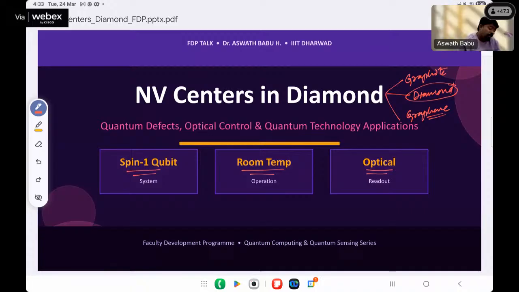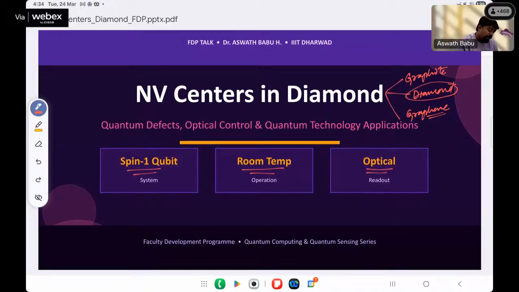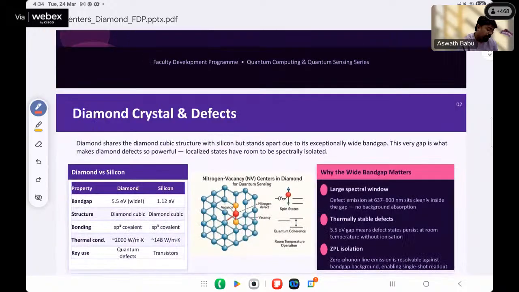Most importantly, how is this one qubit realized? We create a defect in the system, and that defect is going to create a spin qubit state. It means the system is going to exist in two spin states, up spin and down spin, and it may oscillate between those two spin states. In that way we can realize a qubit. Let's see how exactly it is done.